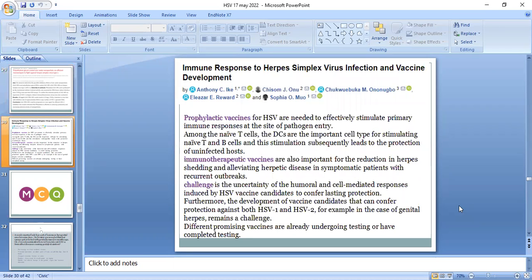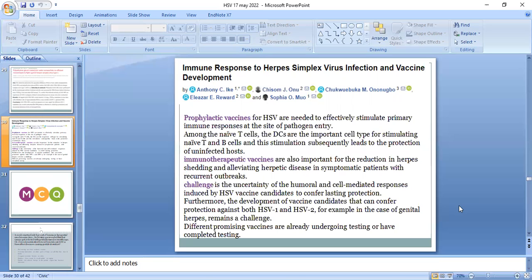Now, this is related to the vaccination of the herpes simplex virus. The title is Immune Response to Herpes Simplex Virus Infection and Vaccine Development. Now, what about prophylactic vaccines? Prophylactic vaccines for HSV are needed to effectively stimulate primary immune response at the site of pathogen entry. Among the naive T cells, the dendritic cells are the important cell type for stimulating naive T and B cells, and this stimulation subsequently leads to the protection of the uninfected host.